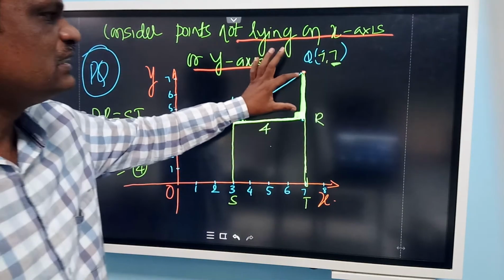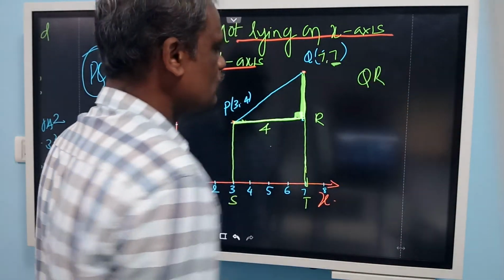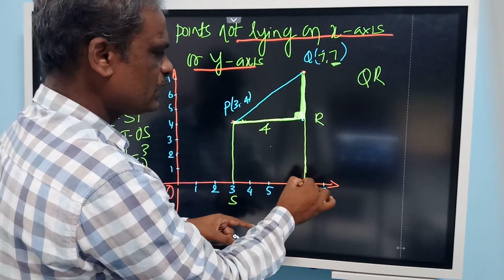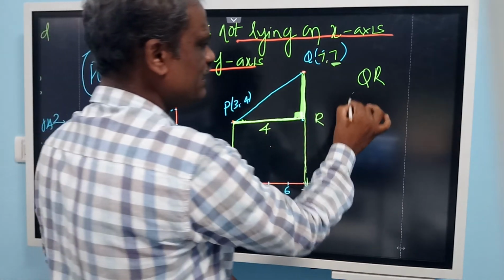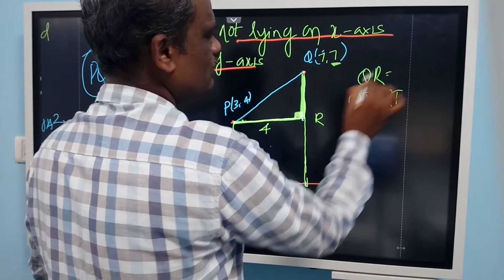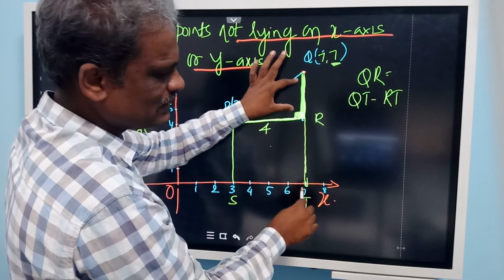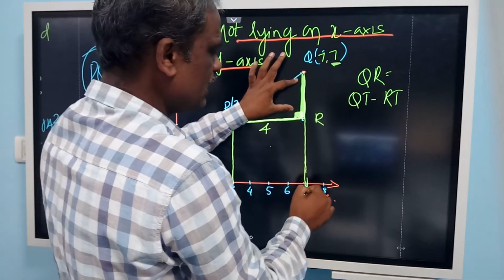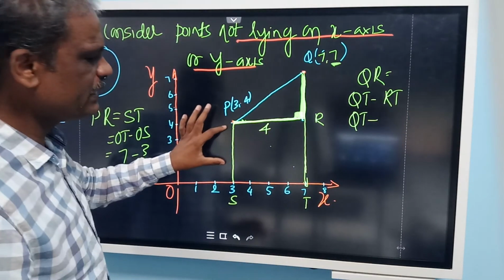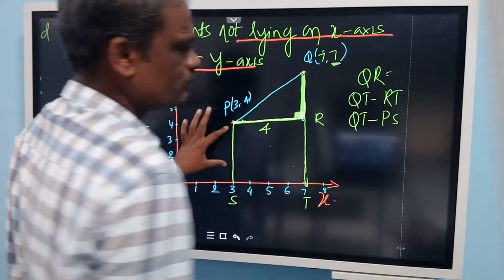Similarly, you have to find out this distance QR. How to find this QR now? QR can be written as QT minus RT. Is it clear? QR, this distance, is total distance minus this. So QT minus RT. RT and PS are both the same.